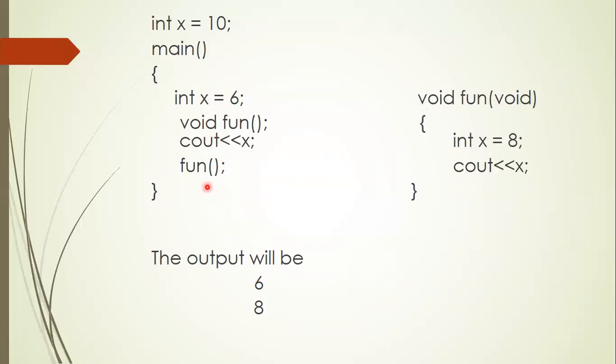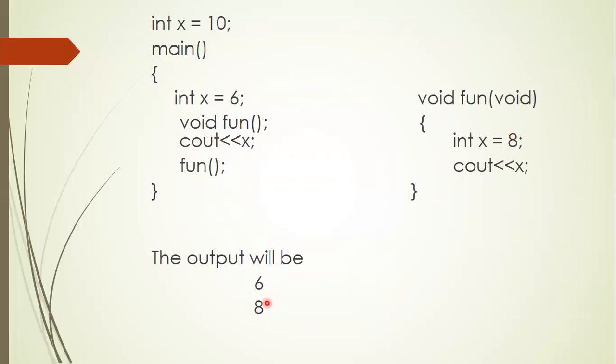Then I will call the function called fun. The control jumps to this position. Inside this one, once again you have declared another variable with the same name x with the value 8. Now this x = 8 becomes a local variable for the function fun. Then cout x means the value of x is displayed. Again, it displays the local value of x for the function fun, so the value is 8. So your output is 6 and 8. In both cases, cout x displays its local value: here 6, and here 8.